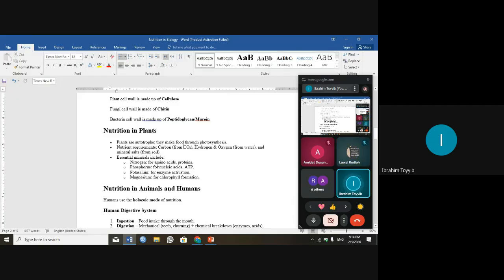So whenever a plant is deficient in nitrogen, we say that it is lacking protein. Phosphorus is for nucleic acid and ATP, adenosine triphosphate, where energy is stored in an organism. Potassium is for enzyme activation, while magnesium is for chlorophyll formation. If a plant is lacking magnesium, it will have chlorosis, yellowing of leaves.